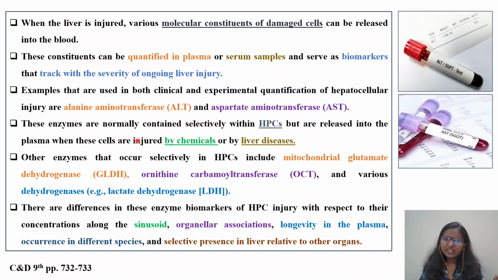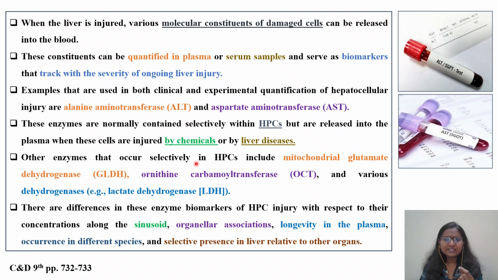This means these enzymes are already there in the liver cells. Once there is damage to these liver cells, these enzymes will be released into the bloodstream, and by measuring them in the plasma or serum, we are able to quantify them, or diagnose. We can use them as a tool or biomarker.